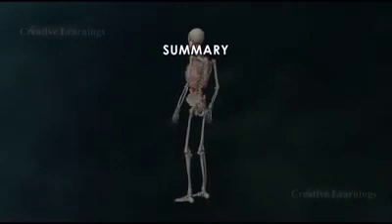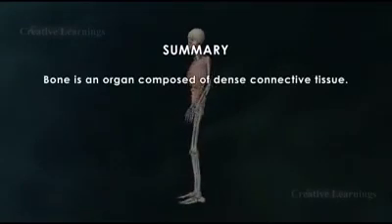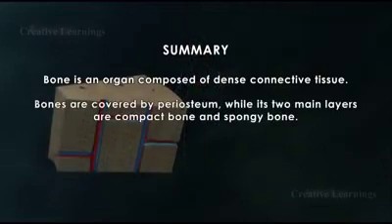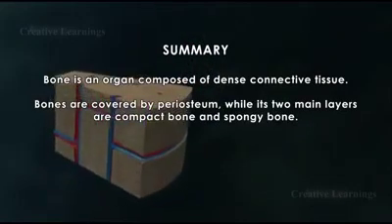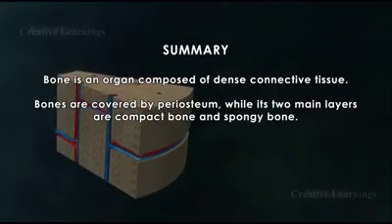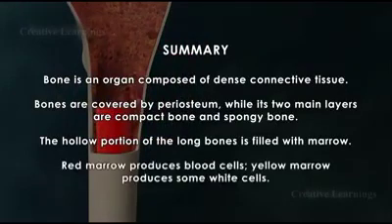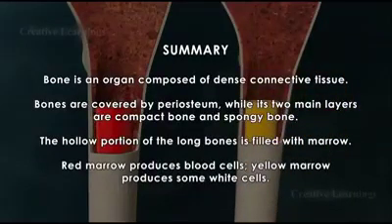Summary: bone is an organ composed of dense connective tissue. Bones are covered by periosteum, while its two main layers are compact bone and spongy bone. The hollow portion of the long bones is filled with marrow. Red marrow produces blood cells. Yellow marrow produces some white cells.